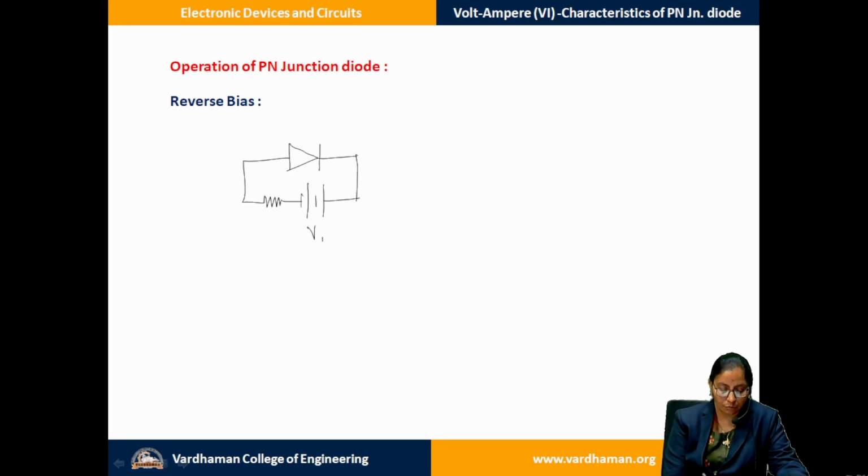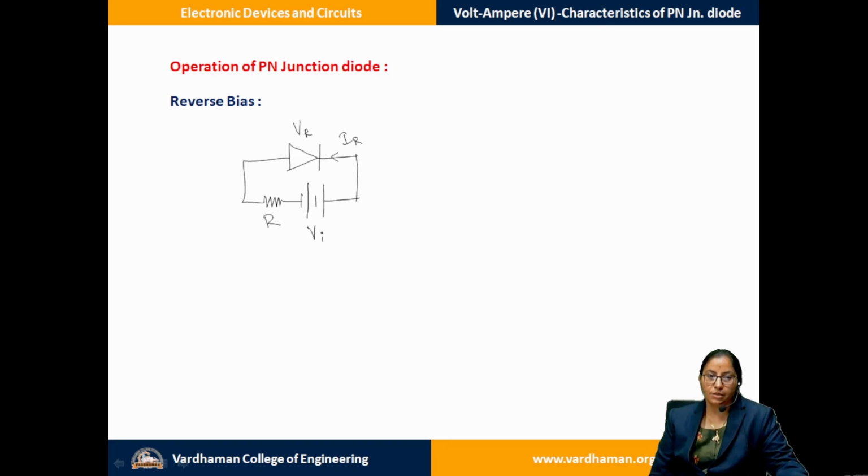This is your input voltage which is connected in the reverse mode, and voltage drop across the device is VR, and the current flowing through the device. As the polarity of supply is in the reverse, we see that your reverse current is going to be in the reverse fashion. So this is the connectivity of reverse bias, a PN junction diode, P material connected to negative terminal of battery and N material connected to positive terminal of the battery.